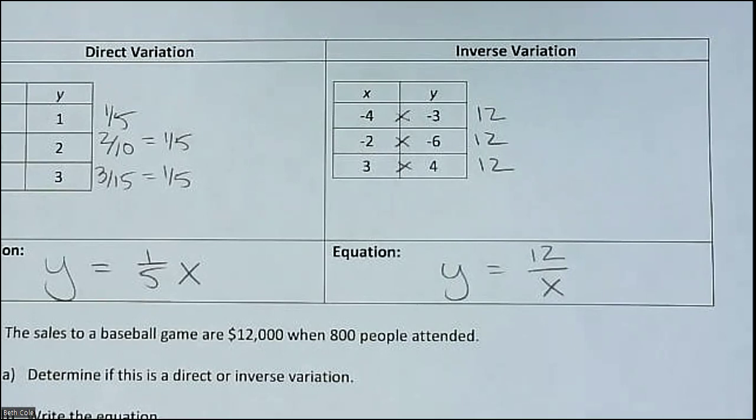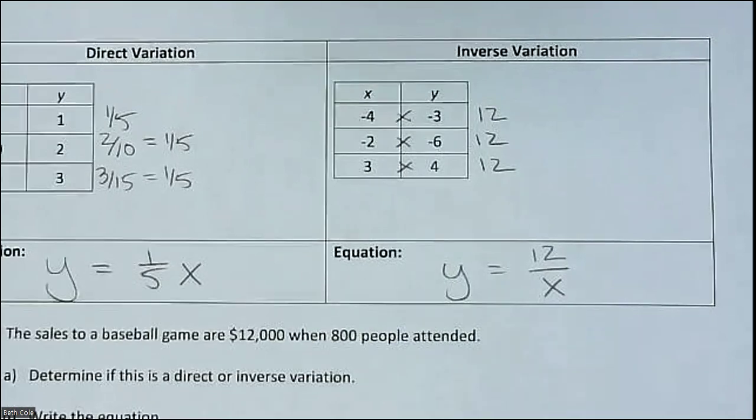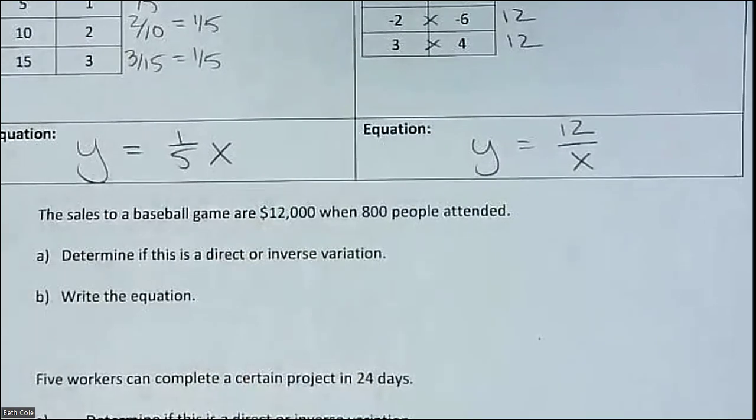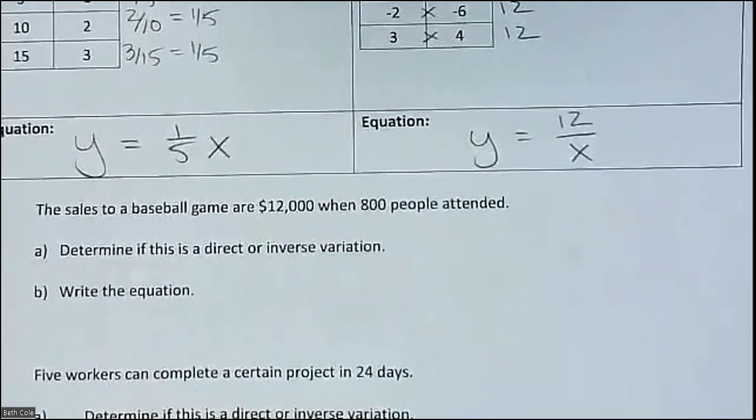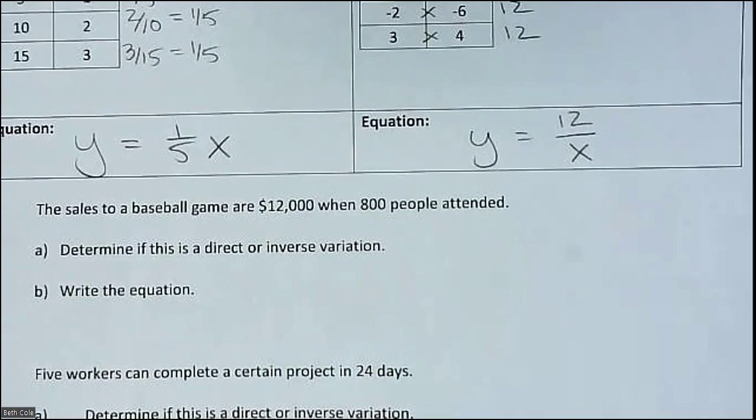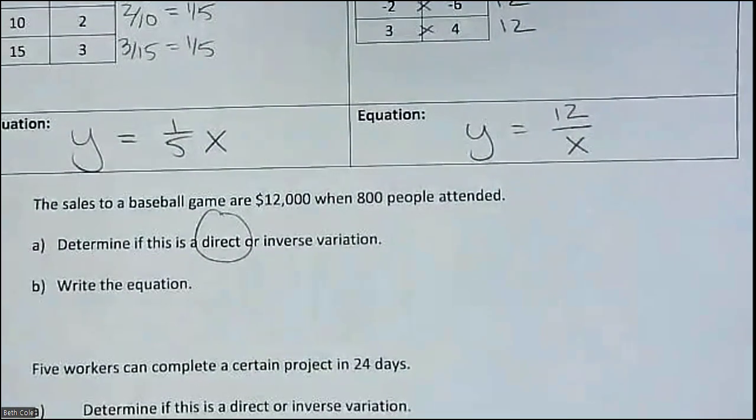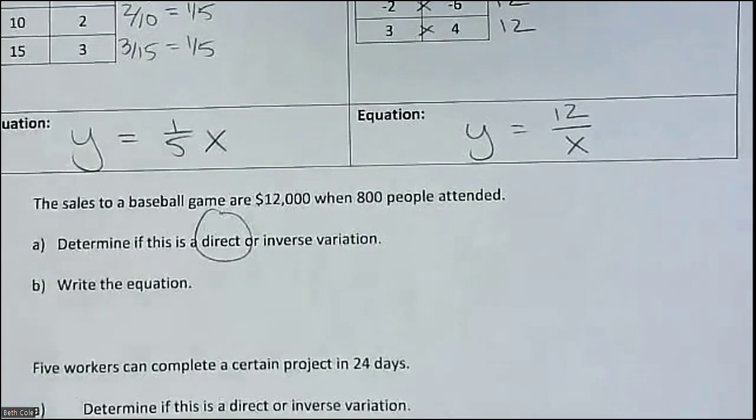Now you're going to have to use your common sense for these. Sales to a baseball game are $12,000 when 800 people attend. Is that direct? One thing goes up, the other thing also goes up? Or is it inverse? As one thing goes up, the other goes down? Good. It is direct. The more people that go to the baseball game, the more what? More money they're going to make.